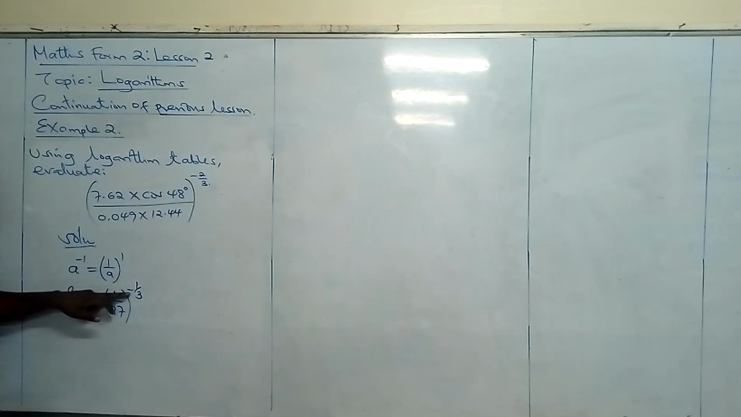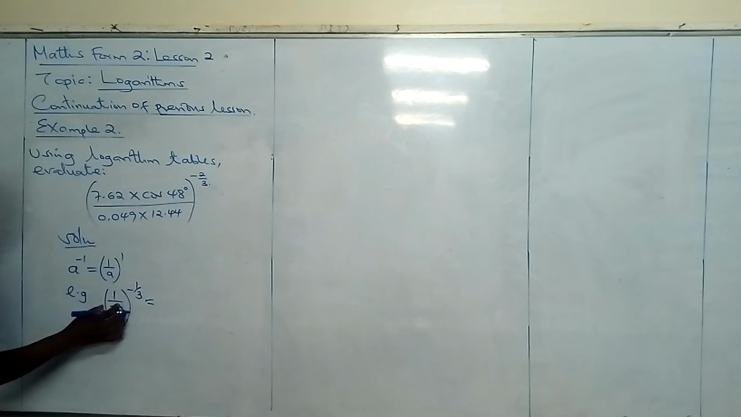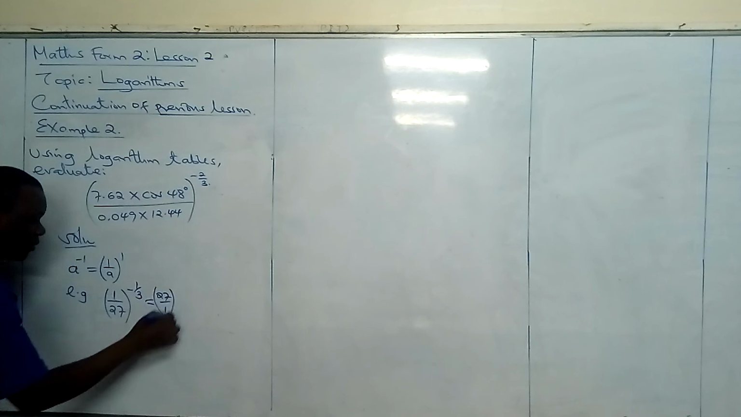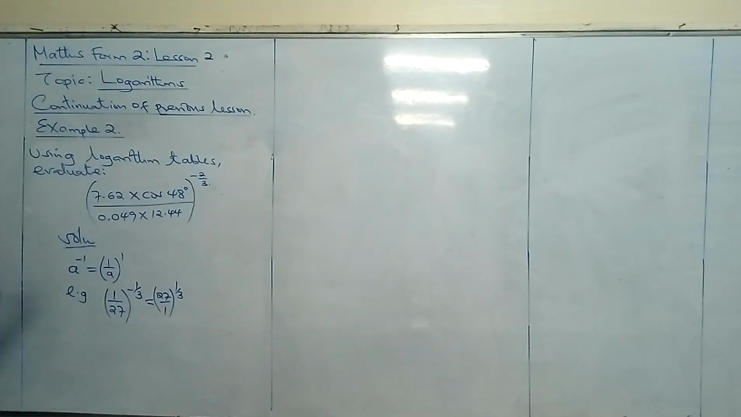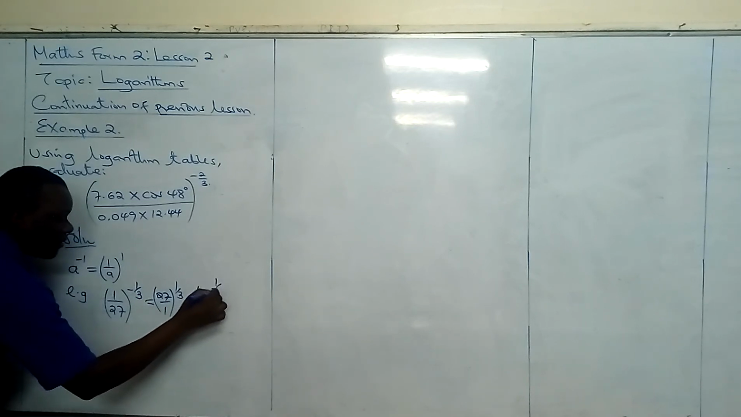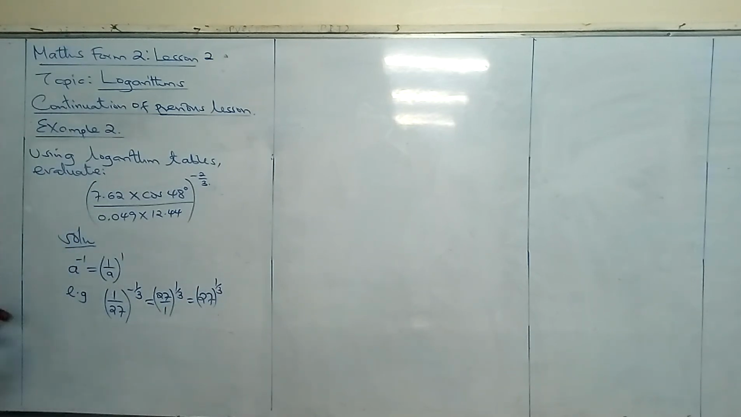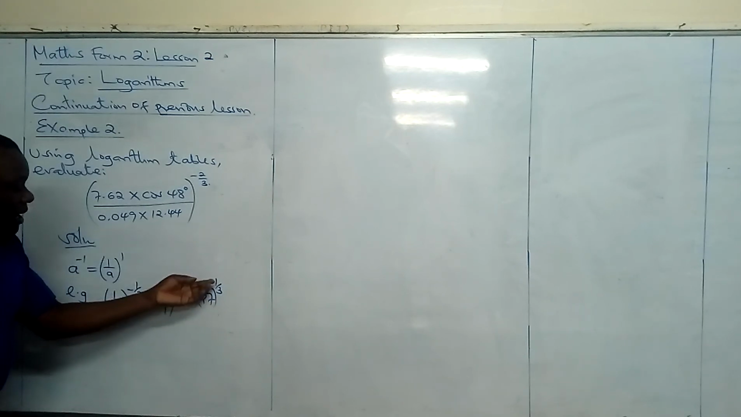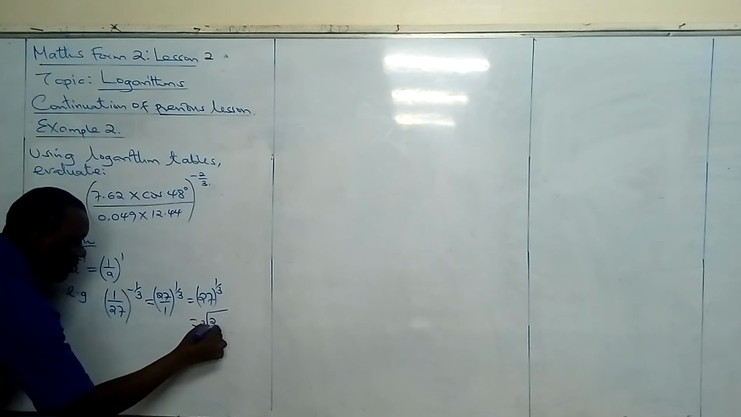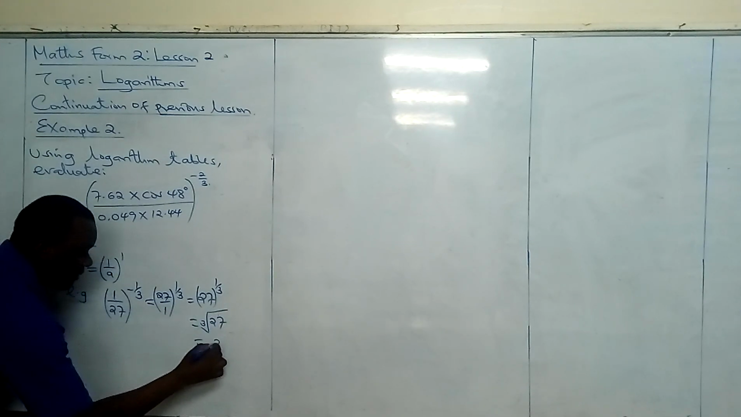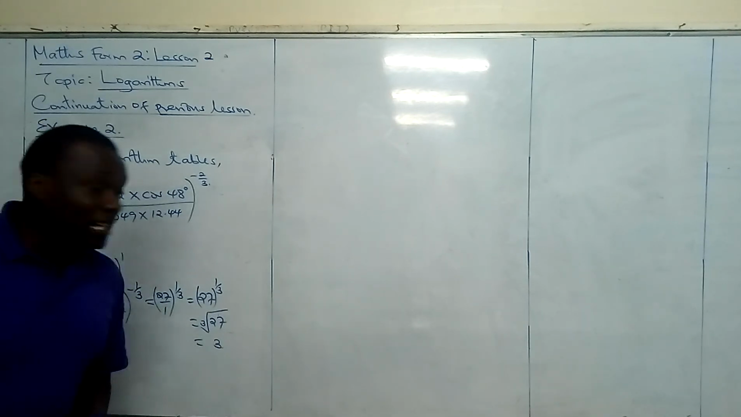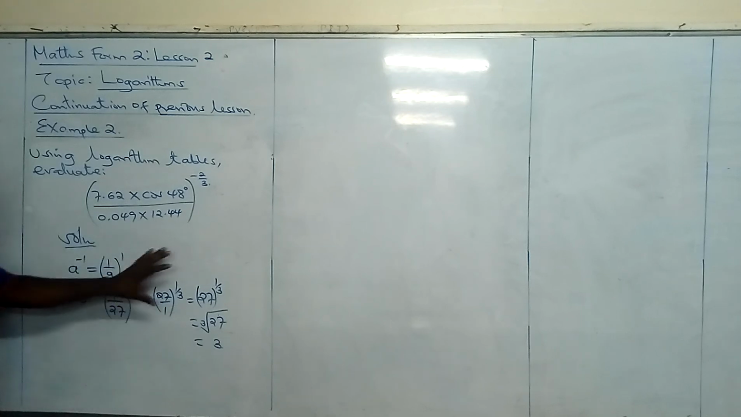So this means to remove this minus, we will find the inverse of 1/27, which will be 27/1. Then we raise it to a positive a third. This means it is 27 raised to the power 1/3. And we know from indices that when a number is raised to the power a third, it means we are supposed to find the cube root of 27. So this will give us 3. I wanted to show you how to remove the negative sign. So from indices, this is how we do it.